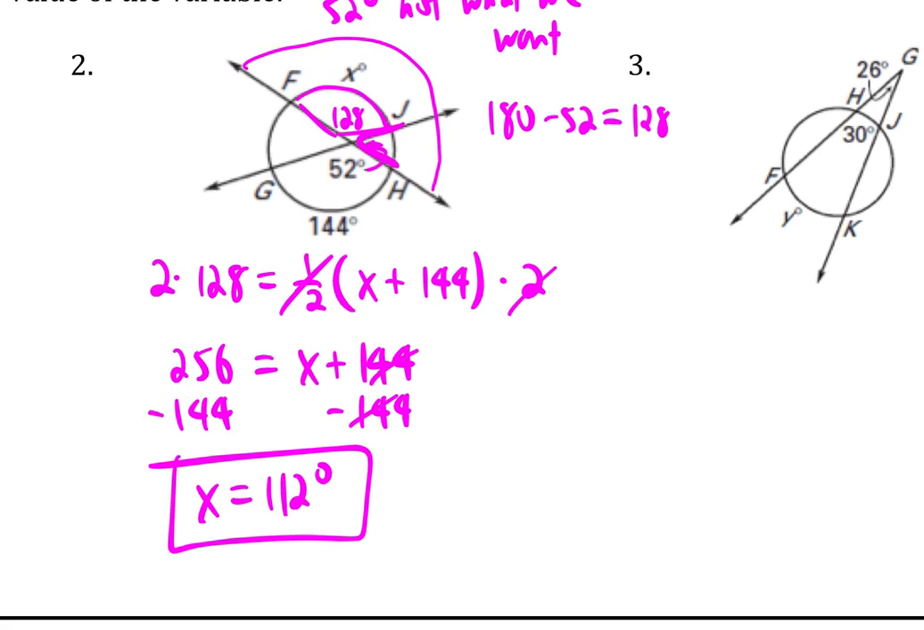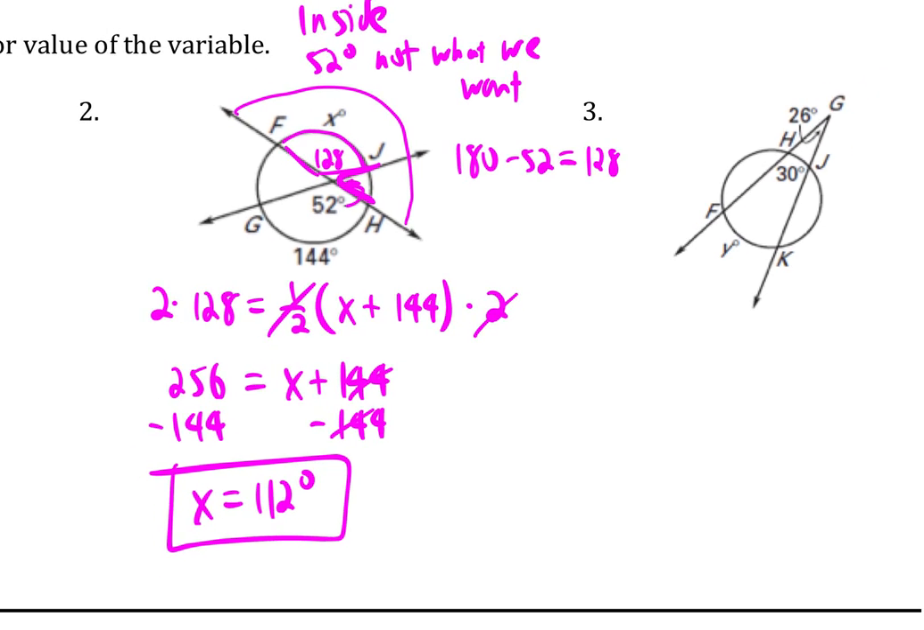So that was a mean one because they gave you the wrong angle. It's not lined up with the arcs, and they also had you find an arc instead of an angle. So a little bit trickier with that one.